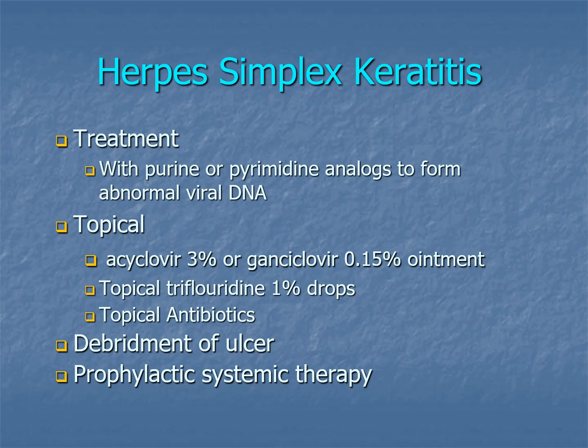If the ulcer refuses to heal, you may debride the ulcer and then use the acyclovir ointment. Prophylactic systemic therapy with acyclovir may be given, and it is said that with prophylactic systemic therapy, the recurrence is less.